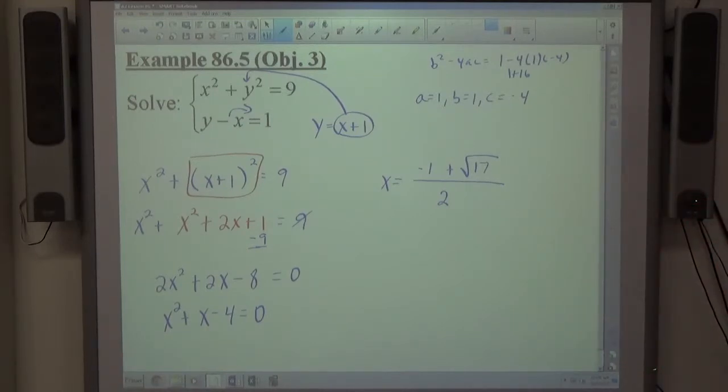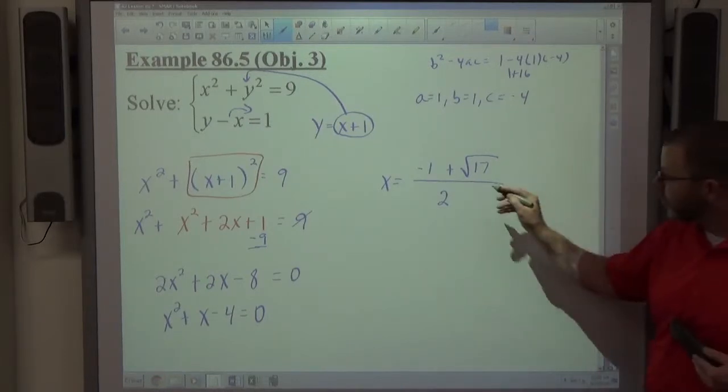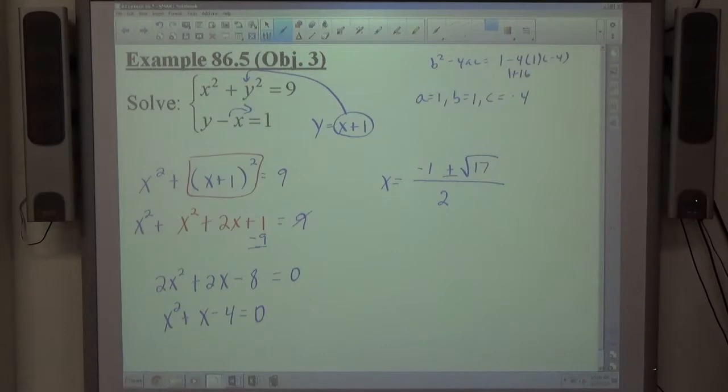Now, once you get to this point, that's the answers for x. The plus or minus, plus or minus. That's the answers for x, right? So, plus square root of 17 is one of the answers, minus the square root of 17 is the other one. I want you to get decimal approximations for these. Not that it's impossible to work with that number.